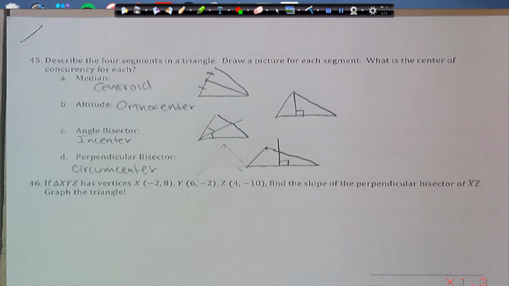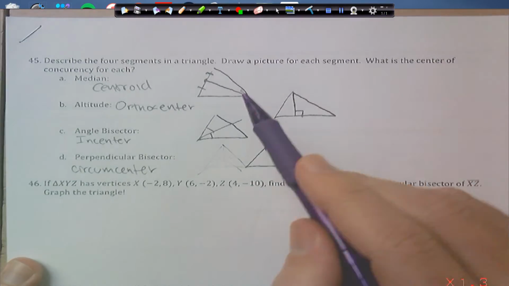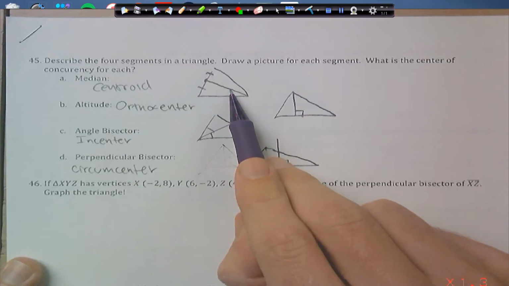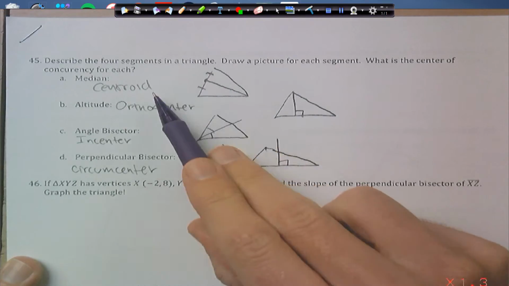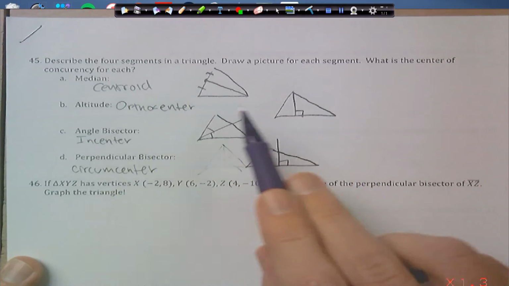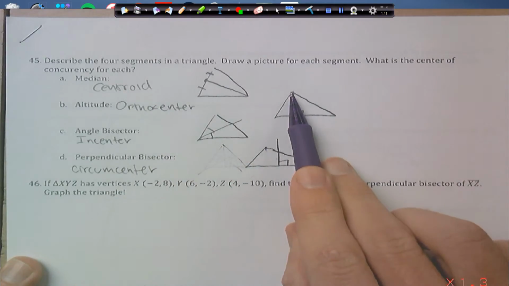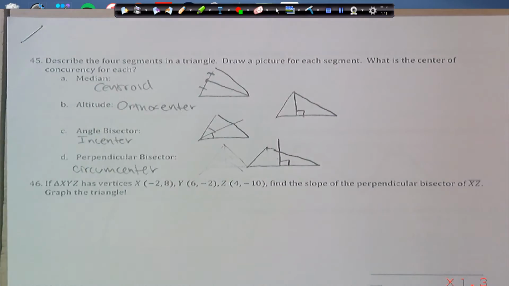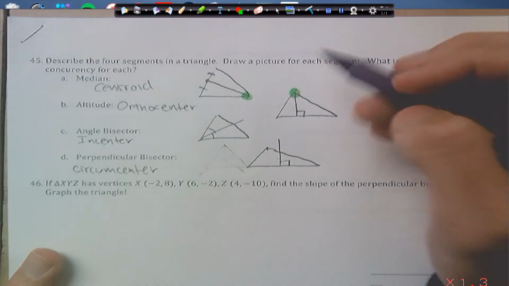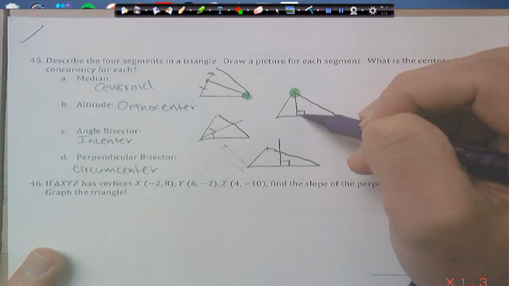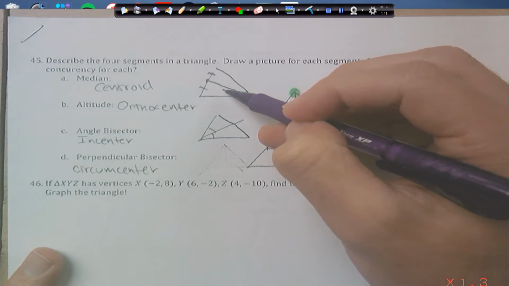I just showed what one of them looked like instead of drawing all the pieces, but here's a median. A median goes from a vertex and it cuts the other side in half, and it's called a centroid if you have three of them. An altitude goes from a vertex, so I'll put green on it. It has to go from a vertex for the median and the altitude. This one hits 90 degrees on the opposite side, and this one hits in the middle.